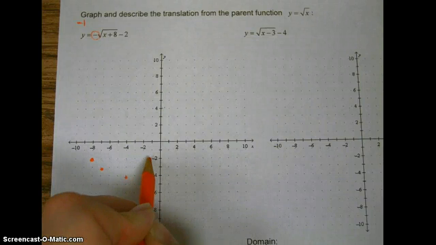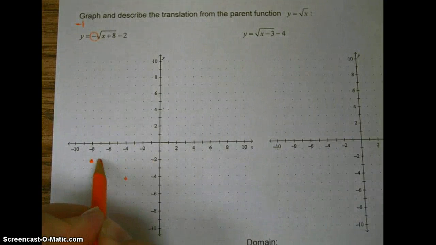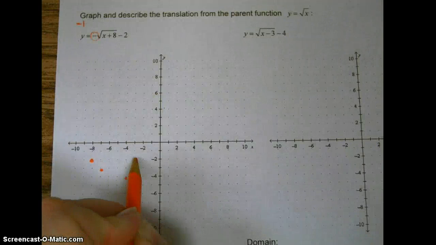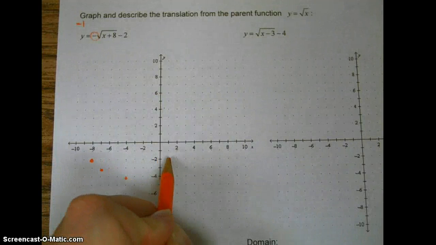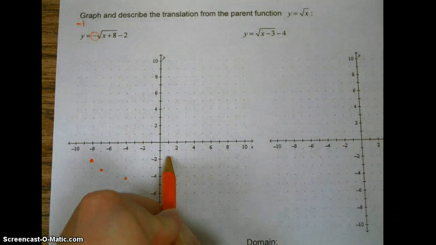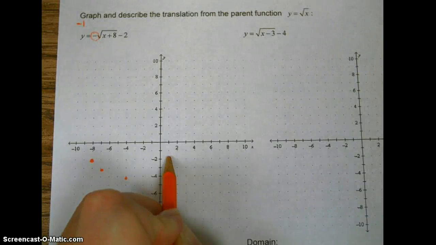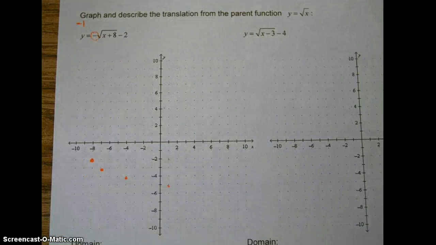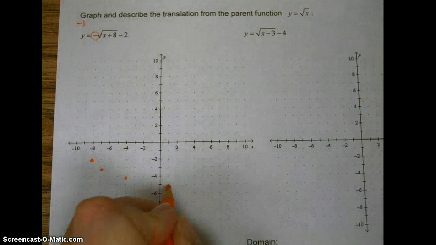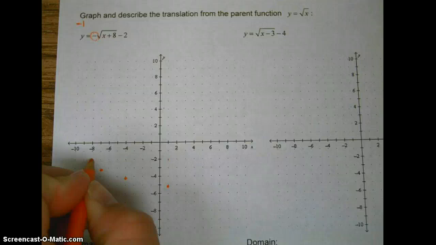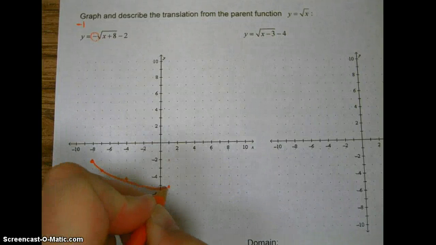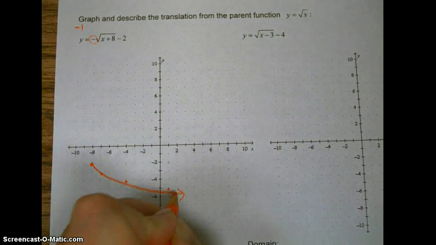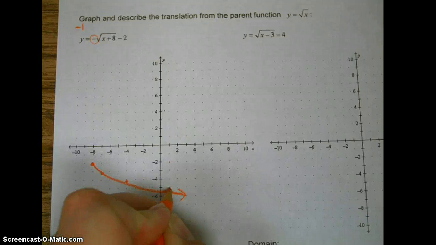1, 2, 3, 4, 5, 6, 7, 8, 9. Square root of 9 is 3, but 3 times negative 1? Negative 3. Okay, so we have our graph. Oops, missed that last point. Oh well, close enough.